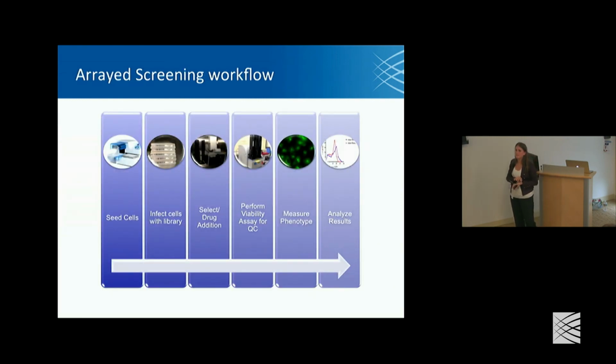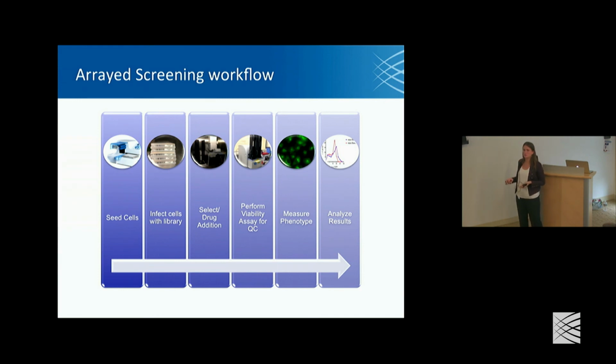So once we have optimized and done all the assay development, we then go into an arrayed screening workflow. If you start here on the left, you will seed the cells. If you need my help, I'm there to help you use this robot to help seed. We then take the library plates and infect your cells with them. We will then do a drug selection on your cell plates, and then we will perform a viability assay for QC.